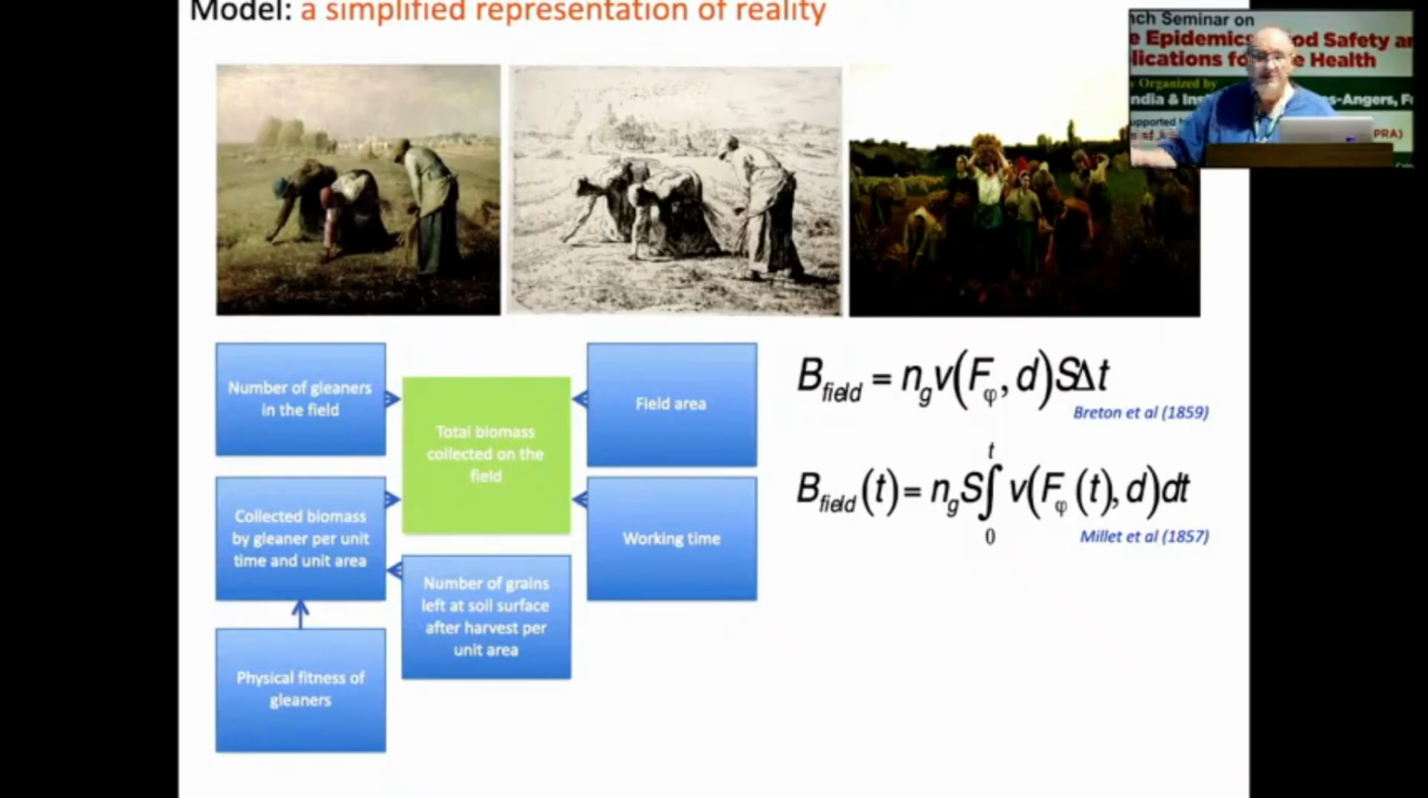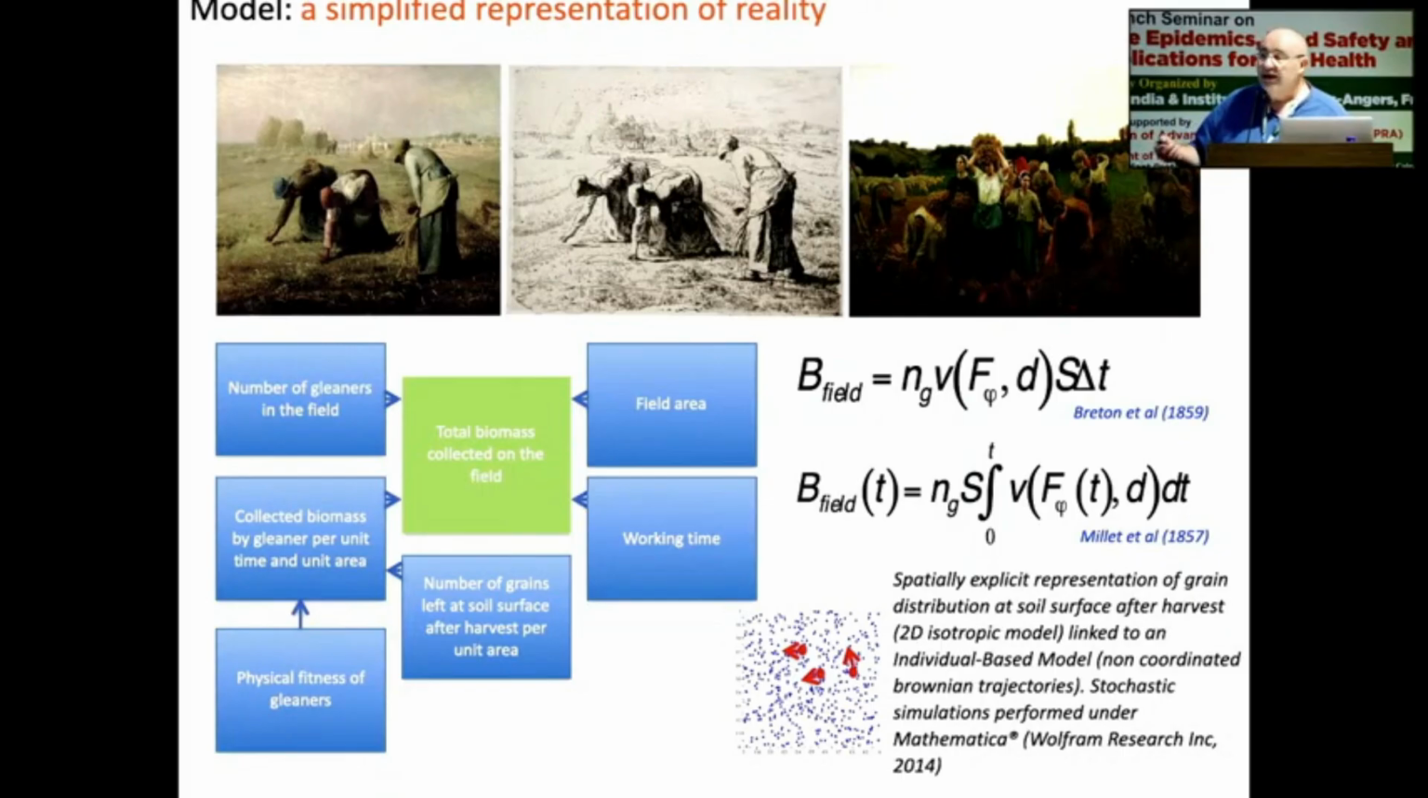So you see, one conceptual model, I already made 2 different models, one static, one dynamic. And why not? We can have fun. A third example, I can decide to design a spatially explicit representation of the grain distribution. So it's the blue dots in the field here. And if there is no spatial distribution, I can call that a 2-dimensional isotropic model.